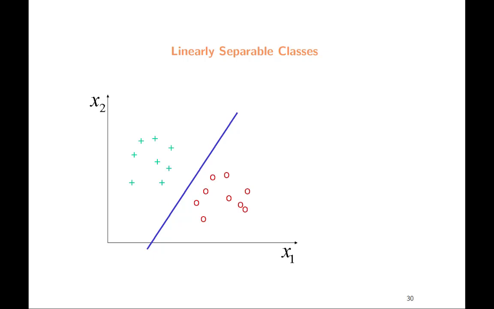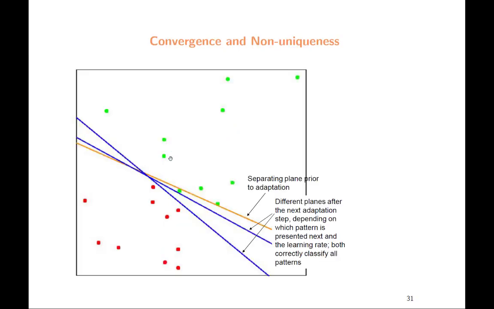So what are these linearly separable classes? It means there's a solution which completely separates the training data. So here's one class, the red circles, and the green crosses are the other class, and here's a separating hyperplane, and these two data point sets can be perfectly separated. So this is x1, x2 space again. And in this case, we can find a solution.